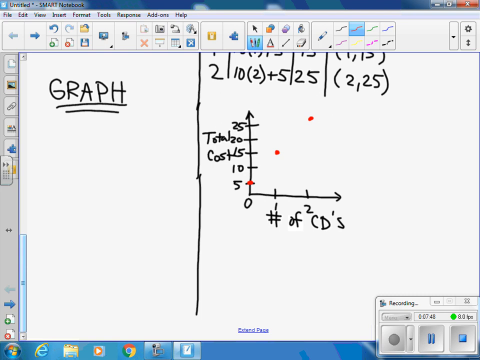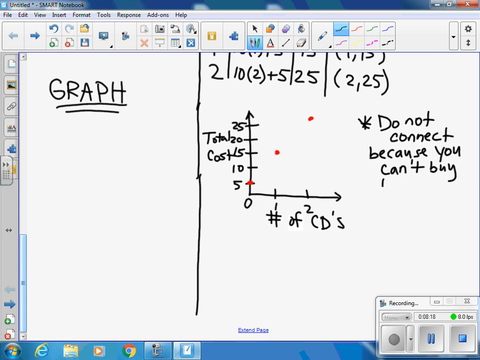Right? Now, the one thing you have to understand is when to connect them and when not to connect them. In this case, we do not want to connect, and it's because of the situation. You can't buy 1.5 CDs. So if you connected these dots, you would be able to tell me how much 1.5 CDs cost, and we can't do that. So we do not connect, because you can't buy 1/2 of a CD.